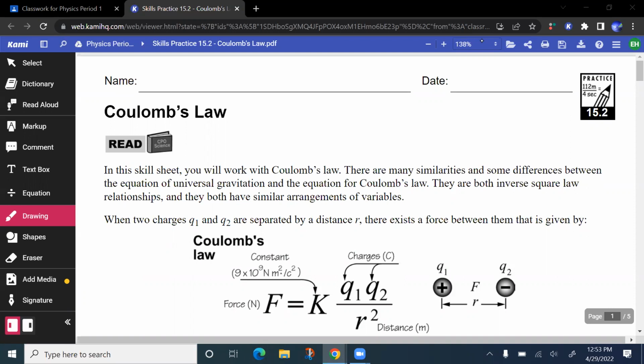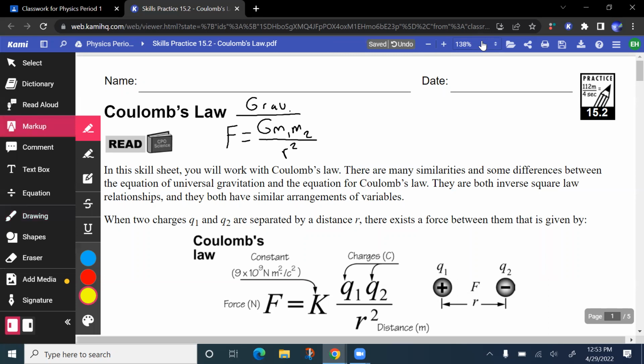There are many similarities and differences between the equation for universal gravitation and the equation for Coulomb's law. They are both inverse square relationships, and they both have similar arrangement of variables. Universal gravitation had an equation that looked like gravitational force was equal to a gravitational constant times mass 1 times mass 2 divided by the square of the distance between the masses. So you can see we were focused on mass and distance.